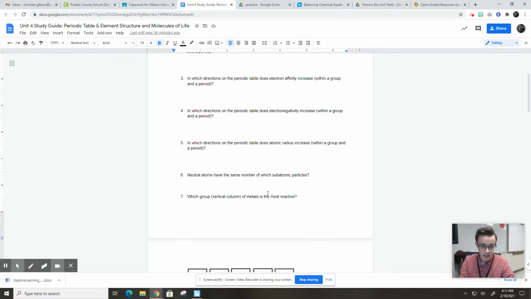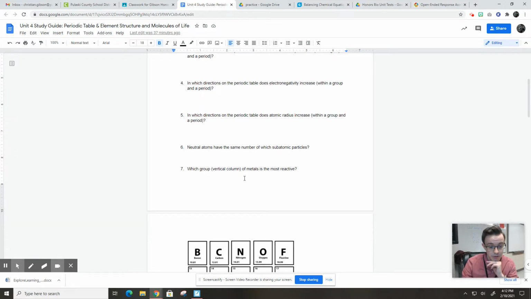Okay. Number five, in which directions on the periodic table does the atomic radius increase within a group and a period? So atomic radius is the exact opposite of the other trends that we've talked about. Atomic radius increases down a group. So as you go down a group, the element gets bigger. And as you go to the left on the periodic table, the atom gets bigger. So atomic radius increases down and to the left.